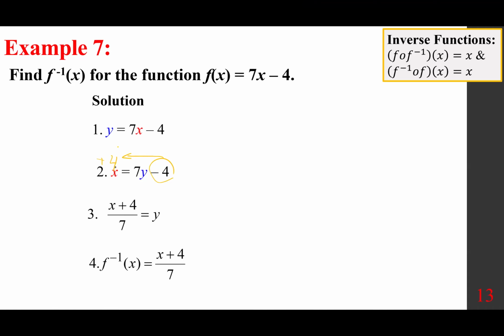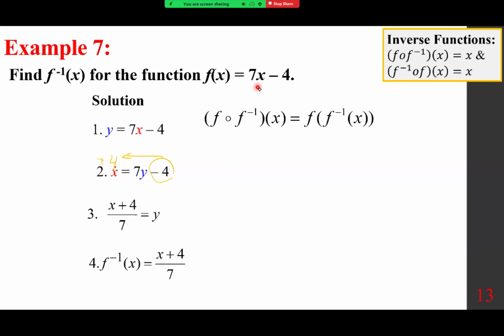However, it's always a good practice to prove we are right, which means we are going to look at either f of f inverse or f inverse of f. One of them is good enough now. So if we look at f of f inverse, it means replace the x here with x plus 4 over 7. So 7 times, x is replaced by x plus 4 over 7. We get x plus 4 minus 4, which is x.